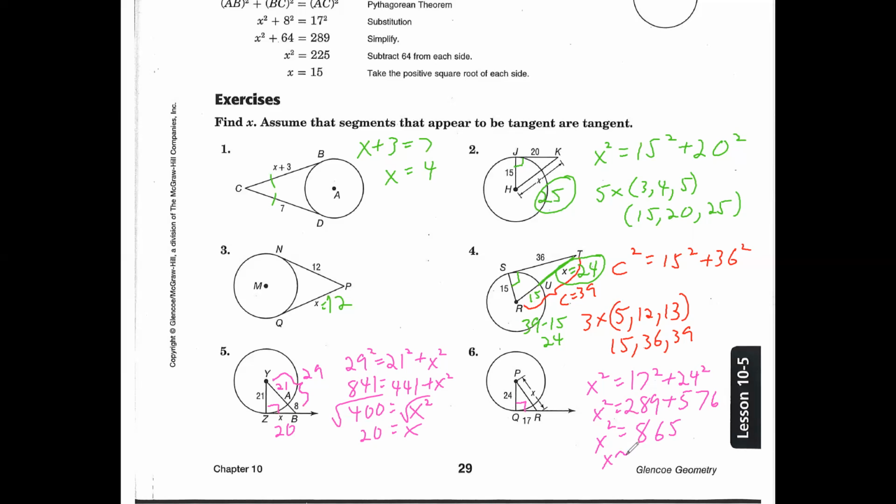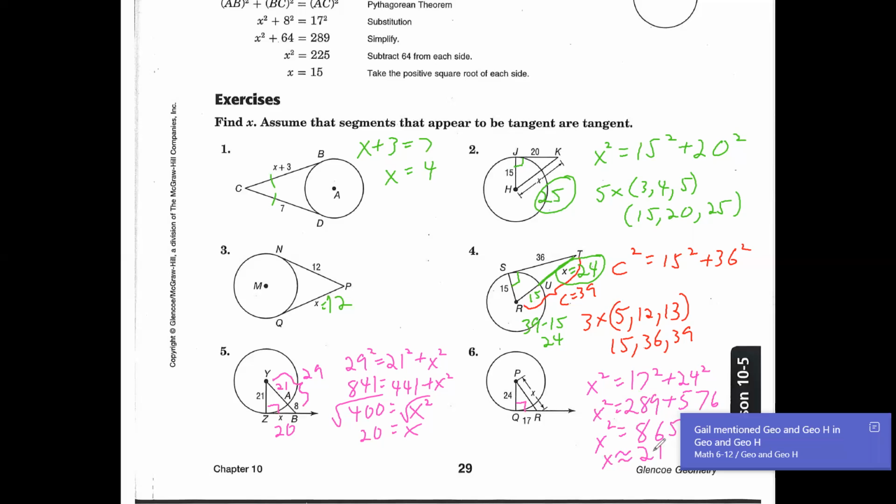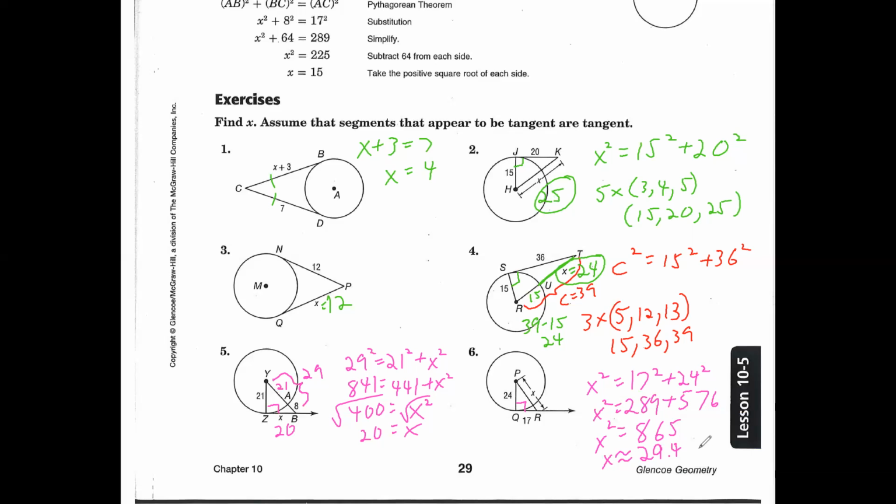This one, it did not tell us to leave our answer as an exact value. It didn't tell us to round, so either answer would be acceptable. 29.4 would be a good answer as a decimal. I don't actually think this makes a very nice simplified answer either. Let me look. Square root of, yeah, no, that doesn't really simplify down either. So if we left it as square root of 865, that's also fine.